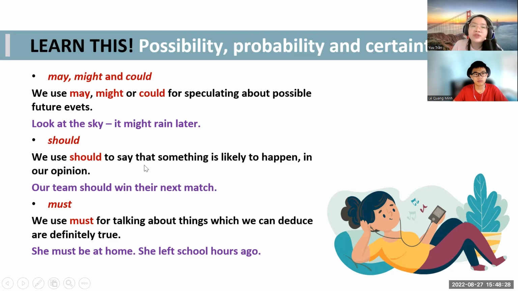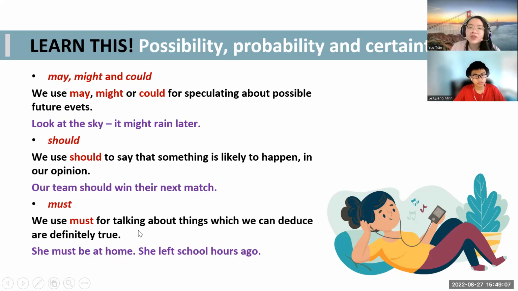Should. We use should to say something is likely to happen in our opinion. Our team should win their next match. This is not advice, right? When we want to say something is likely to happen in our opinion, we use should. This situation is quite rare, so if you're not very confident with it, I advise you against using it. Cô khuyên là mình không nên dùng cái này nếu như chúng ta không hoàn toàn chắc chắn, được chưa nào? Nhưng mà trong bài này thì chúng ta sẽ làm quen một chút xíu nên cũng đừng lo nhé.